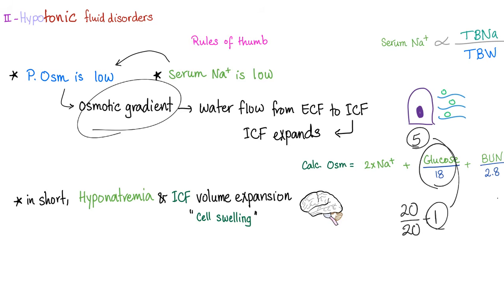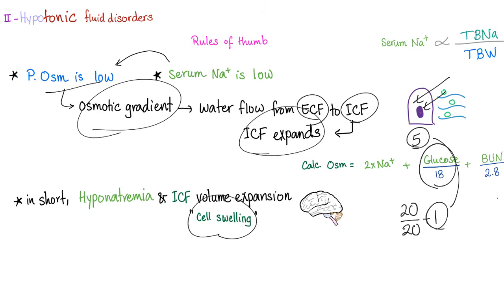So the osmotic gradient is there, yes, because the ECF osmolality is low. Water is going to flow from the ECF to ICF because ICF now is more concentrated. ICF is going to expand. The cell is going to swell. If this is your brain, you'll get mental status abnormalities.